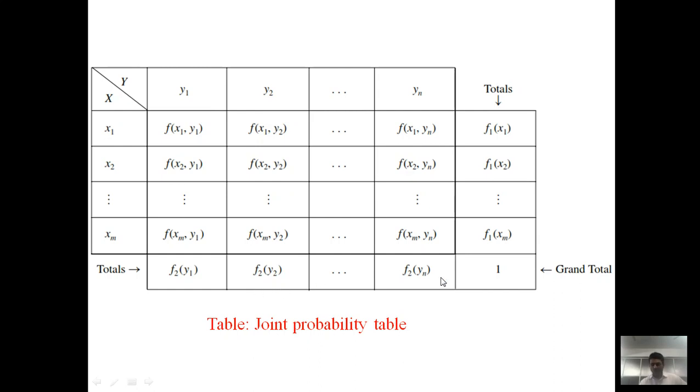At the end, you must verify your probability table. The sum of the column totals must be 1 and the sum of the row totals must be 1. That is, the sum over the rows and the sum over the columns are both the same, the grand total.